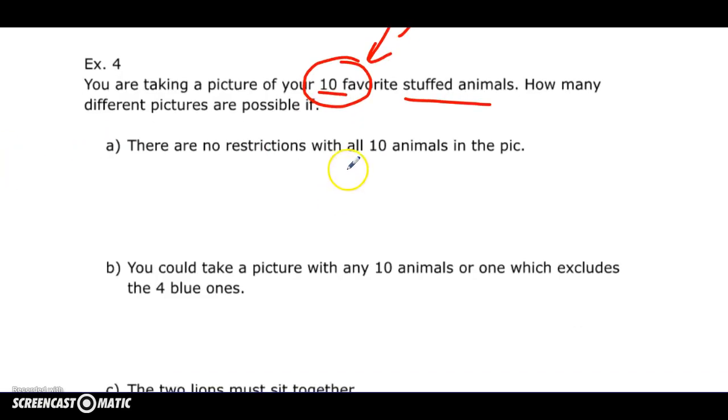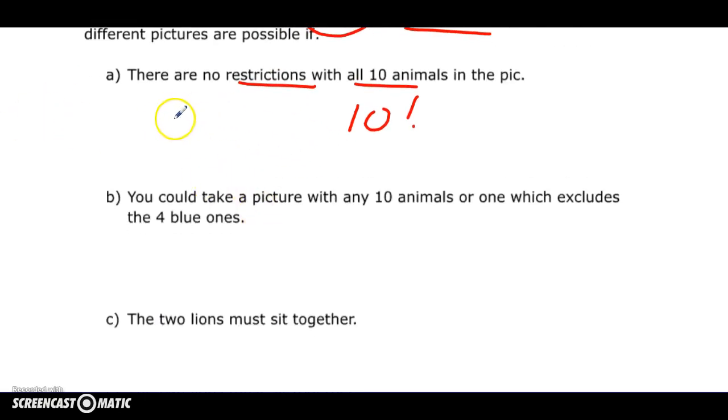How many different pictures are possible if there are no restrictions with all animals in the picture? So here, all the animals in the picture are 10 factorial. Just line them all up. That's one situation. We're lining them up. It matters. You have the purple one here, and then you have the yellow duck. That's not a yellow duck, but you have them in order. They're all different. So 10 factorial.